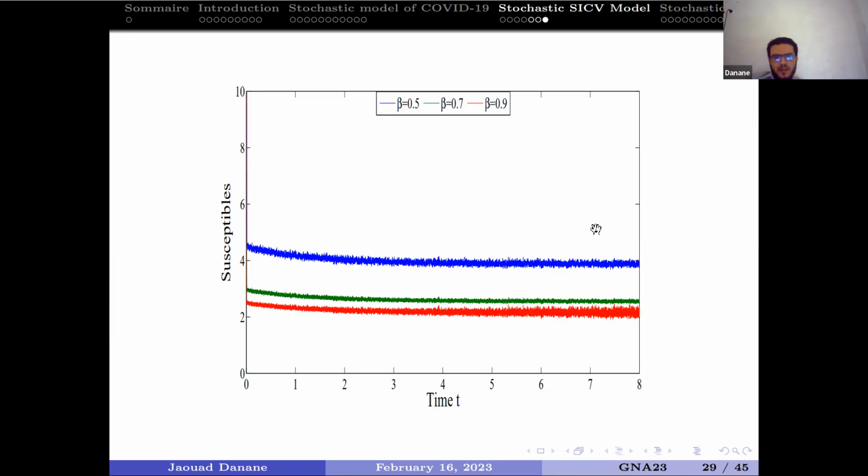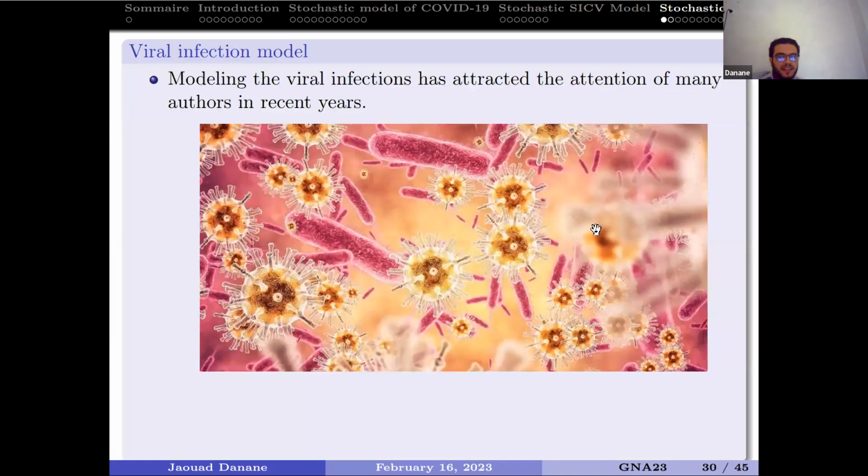So now we can go on, because we have tried the stochastic perturbation in the population of individuals. Now we can try the viral infection model using stochastic modeling. Modeling viral infection has attracted the attention of many authors in recent years. If we have the transmission of any virus and its interaction with the cell, we call this the viral infection.